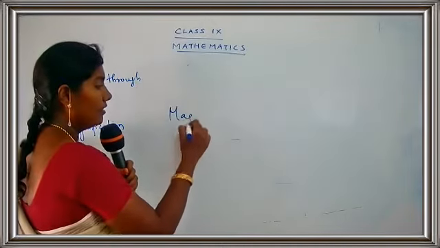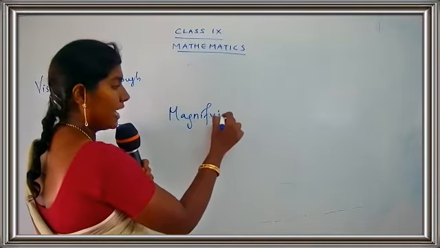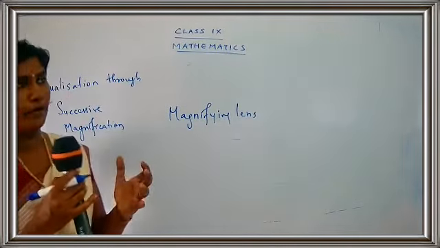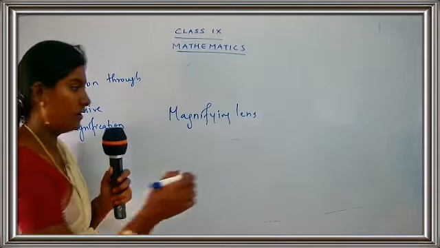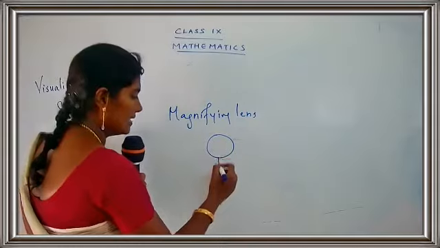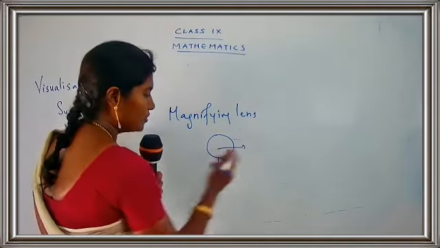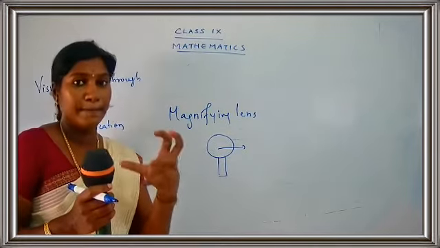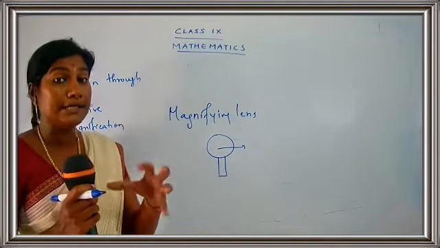You have a magnifying lens, and you people would have observed it in some geometry boxes. You have a mirror part, and a lens is there, and you have a handle for it. So when you hold this and look at things, they look bigger. That is, you are able to see a magnified part.